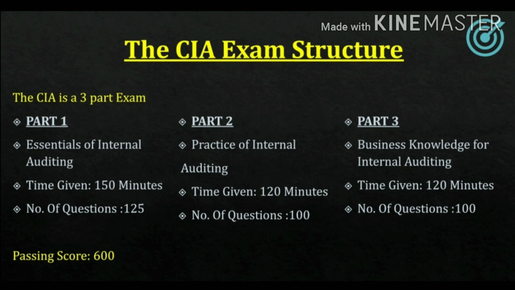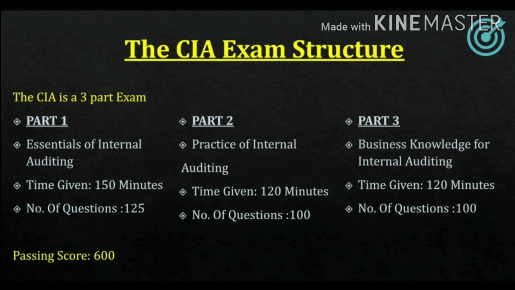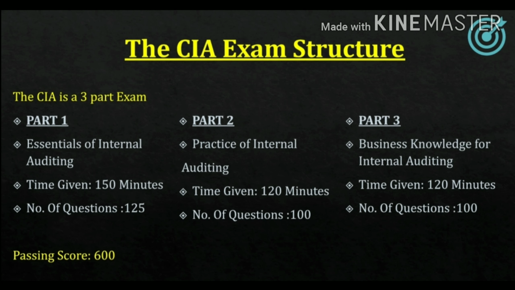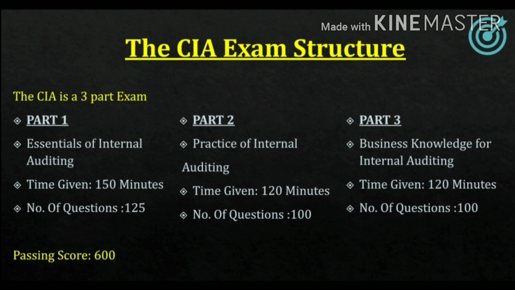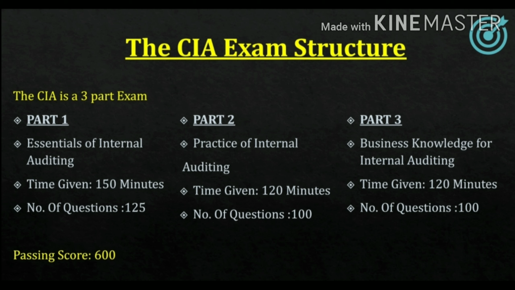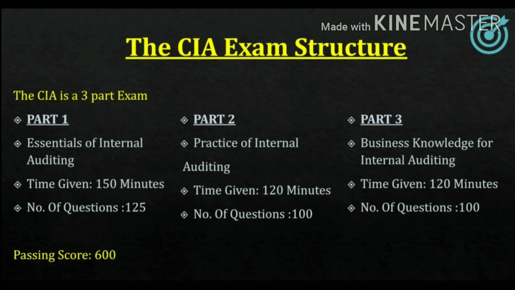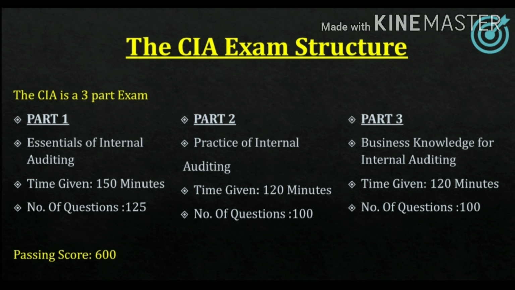Now, the next question I'm going to cover is what is CIA exam pattern? CIA exam is an entirely computer based examination. It consists of three separate sections of multiple choice questions. Part 1 has 125 questions and a 2.5-hour time limit, while part 2 and part 3 each have 100 questions and a 2-hour time limit. Passing score of the examination is 600.